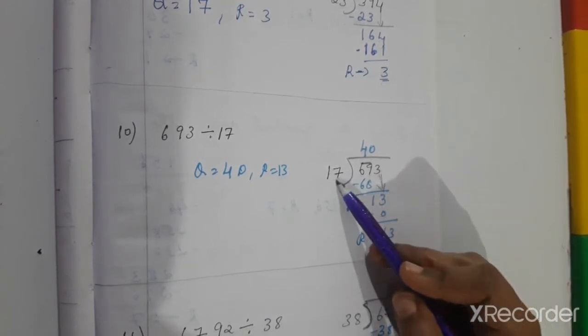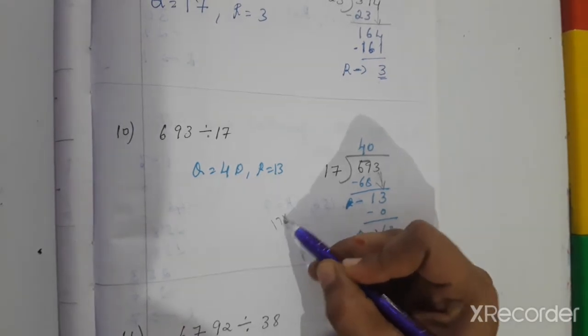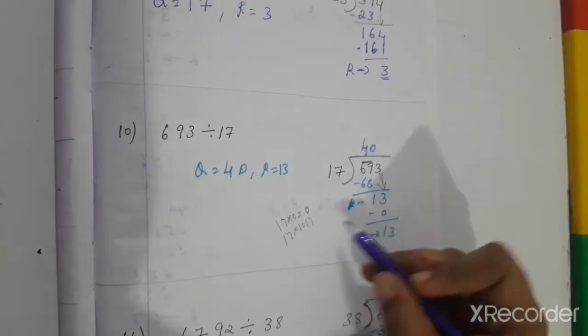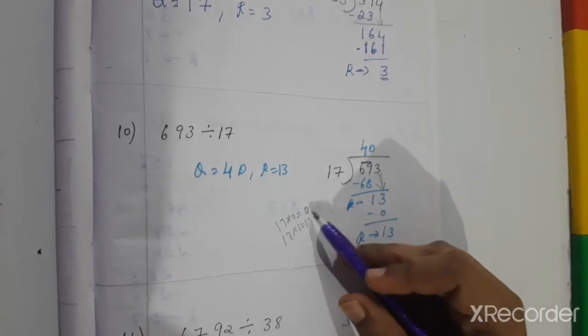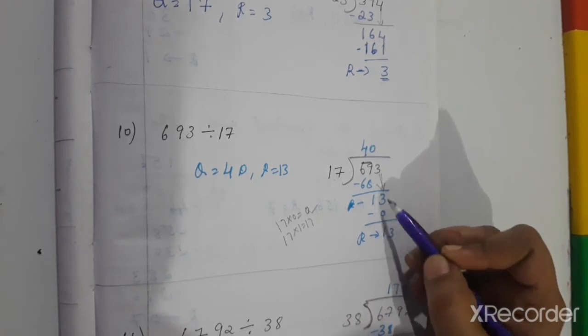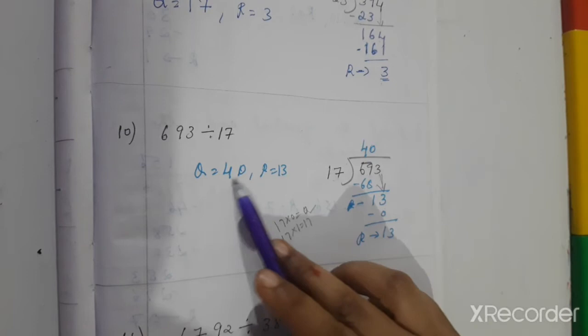13. Now 13 is less than 17. It means 17 zeros are 0, 17 ones are 17. 17 is greater than this number, so we have to consider 17 zeros. So 17 zeros are 0. 13 minus 0 is 13 only. Now remainder is 13, and quotient is 40.